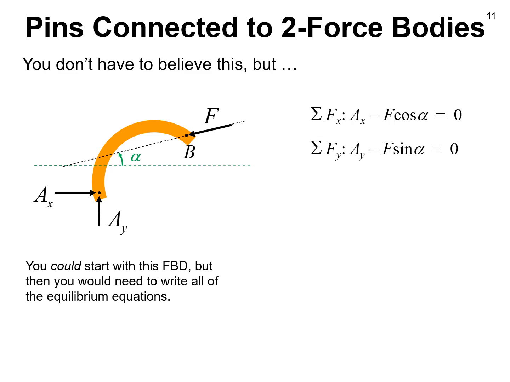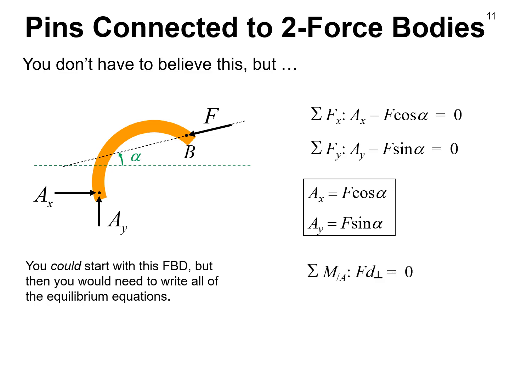Let's now apply equilibrium. The first thing you would do is write the sum of the forces in X and Y, and it's clear in the X direction I have AX minus F cosine alpha equals 0, and in the Y direction I have AY minus F sine alpha equals 0. That's an easily solved set of equations for AX and AY.